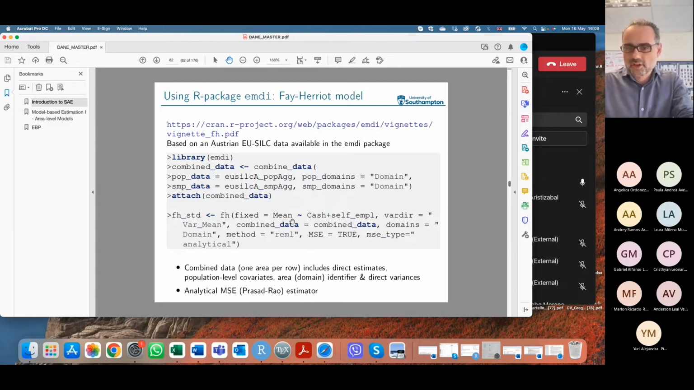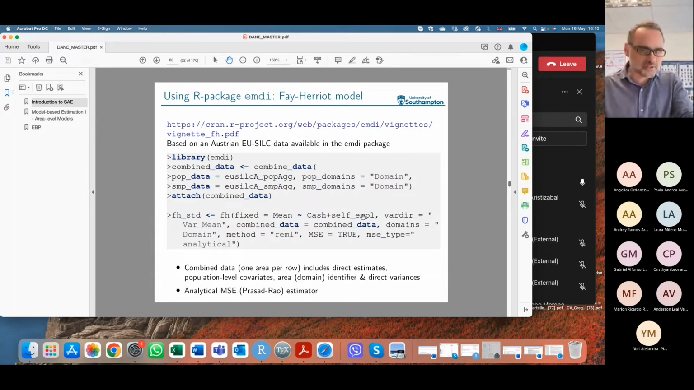On the left-hand side, you have the direct estimate. Here we want to estimate the mean equivalized income in areas in Austria. So mean here are the direct estimates. Then on the right-hand side, after the tilde symbol, you have a set of explanatory variables that are predictive of mean income. So we have the CAS variable, whether someone is self-employed or not, and so on. There are other covariates in the dataset.